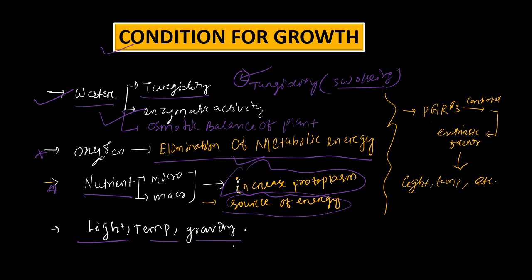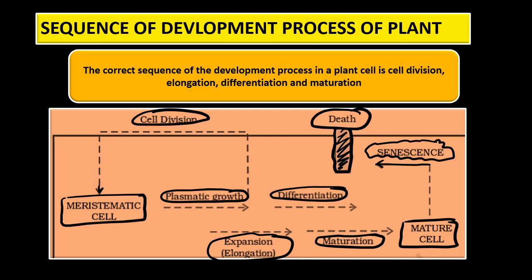Another factor is known as PGRs, plant growth regulators, which are natural or artificial. Both natural and artificial ones help in the development and growth of the plant. So this is the sequence of the development process of the plant.